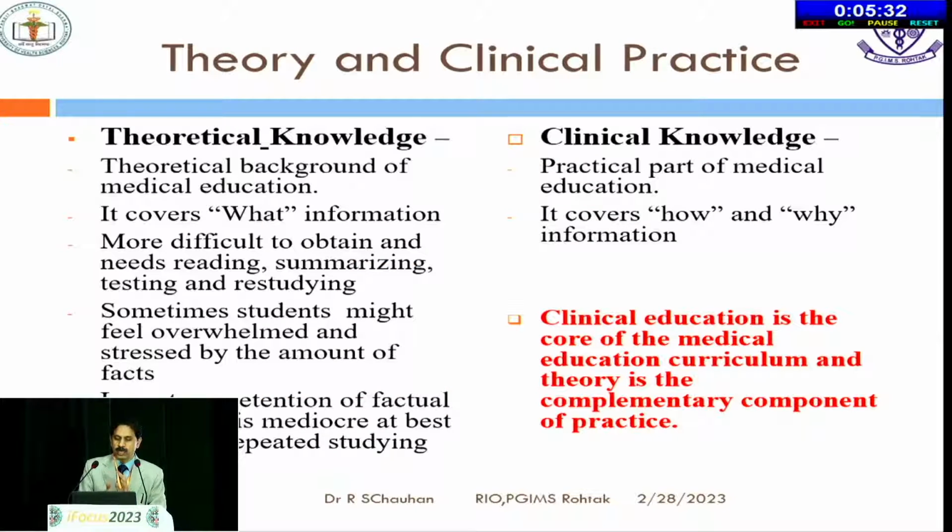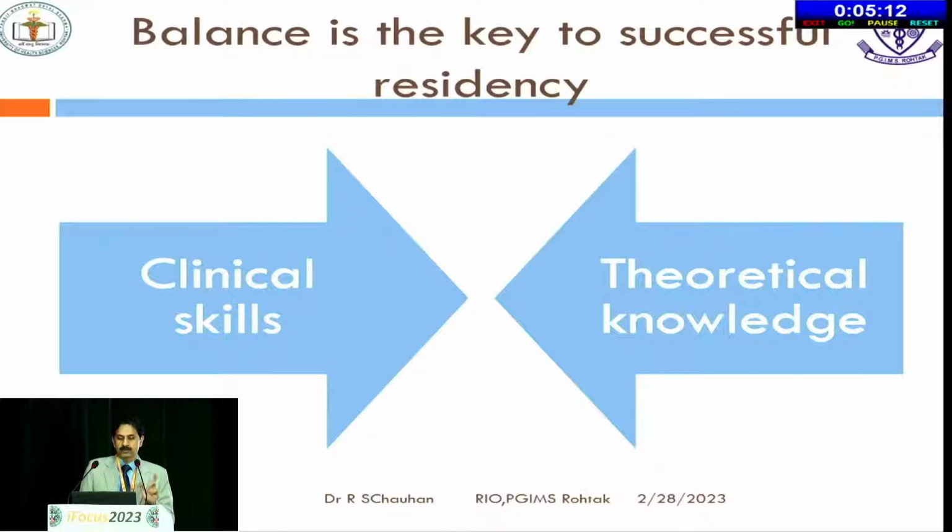Now, how to balance theory and clinical practice? Theory covers what information is there, and clinical knowledge covers how and why. Clinical education is the core of the medical education curriculum, and theory is the complementary component. So the balance is the key to a successful residency in ophthalmology. I again repeat, in ophthalmology, whatever clinical skill you learn, if you have not read before, you cannot perform.